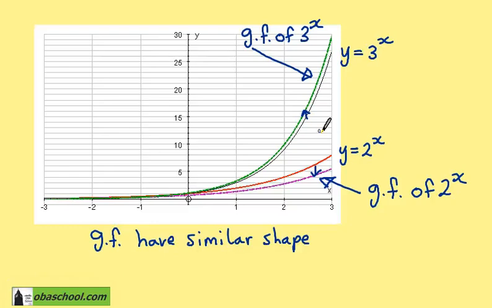The thinking might be that since the gradient function of 2 to the x is below y equals 2 to the x, and the gradient function of 3 to the x is above y equals 3 to the x, somewhere in between there might be an exponential function such that the gradient function lies exactly on the original function.